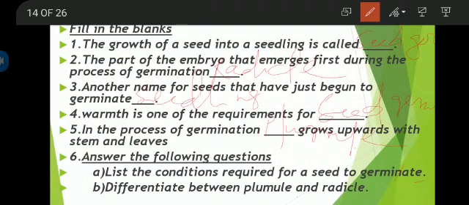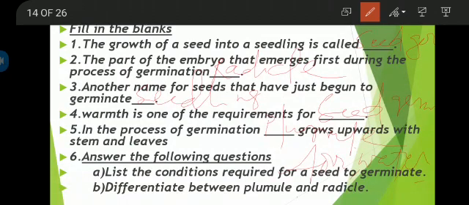Then number 6, answer the following questions. List the conditions required for a seed to germinate. Okay, I have told you what the suitable conditions required for the seed to germinate are, that is air, water and warmth. So you can write here air, water and warmth.